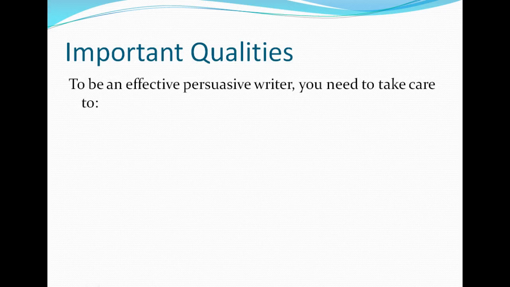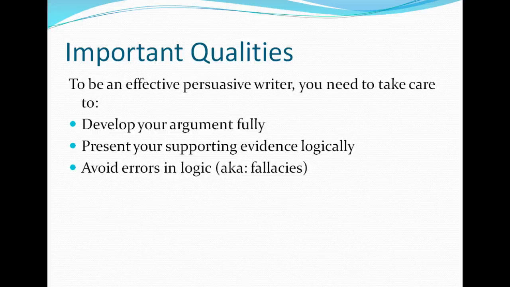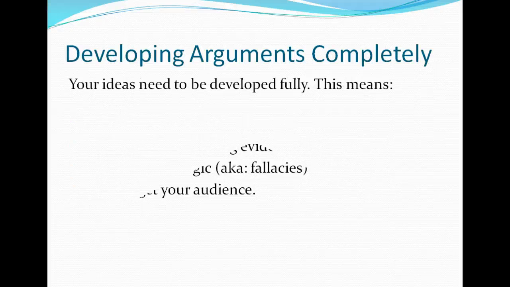To be an effective persuasive writer, you need to take care to develop your argument completely. The reader needs to understand exactly what situation you're presenting them, what position you are on, and why. You need to present your supporting evidence logically. You need to avoid errors in logic, otherwise known as fallacies, which we will talk about in depth more later. You also need to keep your audience in mind at all points in time. To effectively persuade, you have to think about who you are persuading.